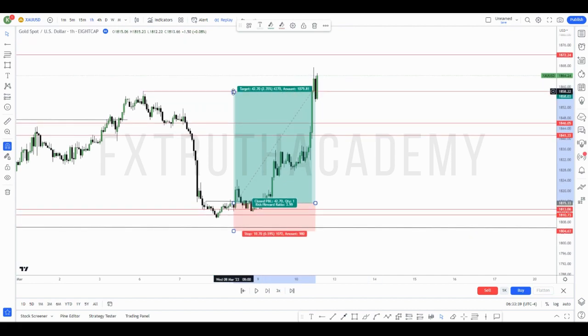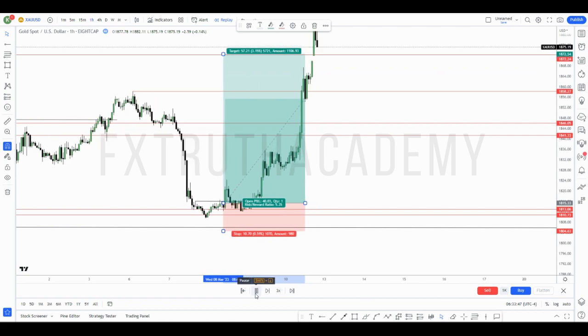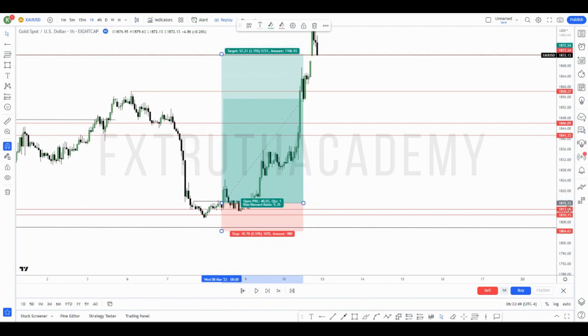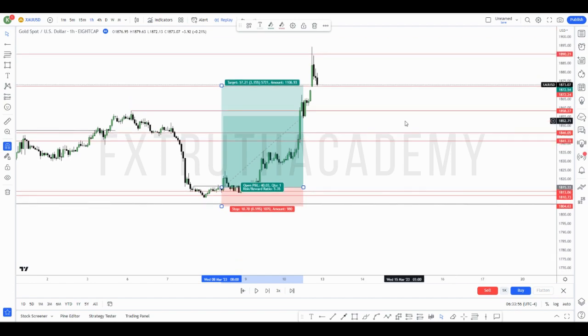So we can now extend our stuff to the second target. Let's see if price gets to the second target. And wow, second target met. Let's see how that pans out. Wow, even third target. Mind you, this is first target, second target, and third target. All the three targets already met.